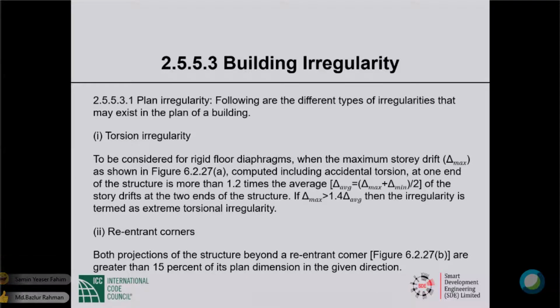But in any case, the definitions of plan irregularities are in section 2.5.5.3.1. So you see torsional irregularity, re-entrant corners. I wouldn't go into them now. I have much more discussion coming up.